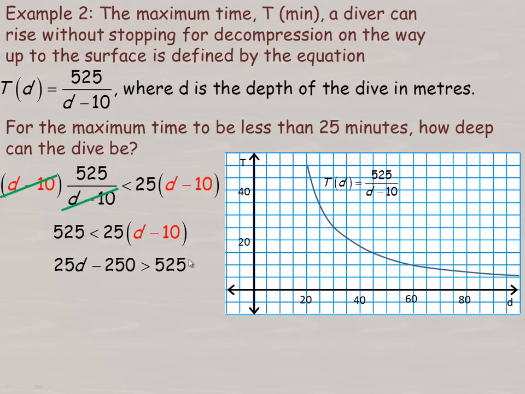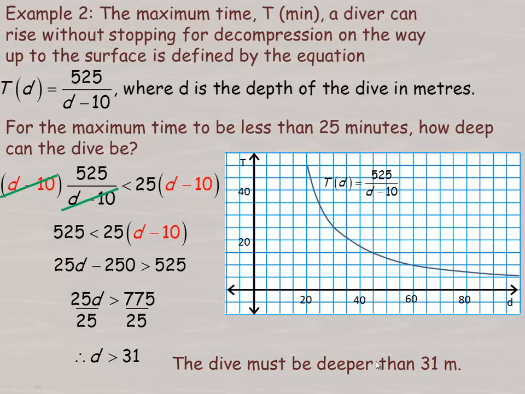Now adding 250 to both sides, or bringing the 250 over, we would get 25d is greater than 775, and then we'll divide out the 25. So the depth would be greater than 31. So in order for the maximum time to be less than 25 minutes, the depth would have to be greater than 31 meters. Now what that looks like on the graph is this.